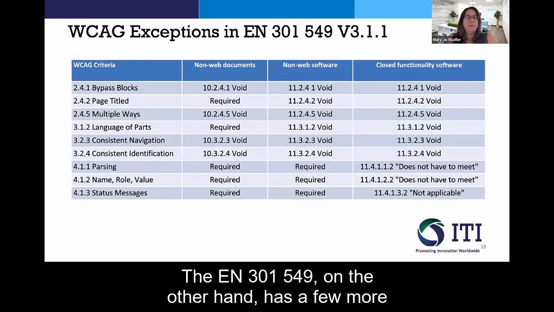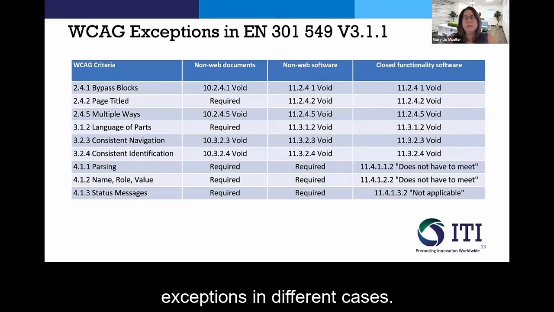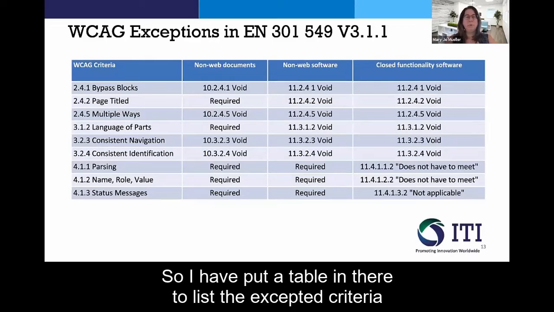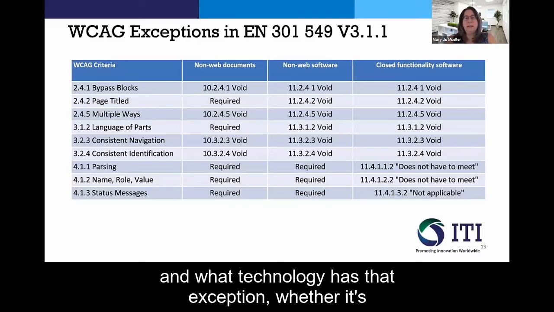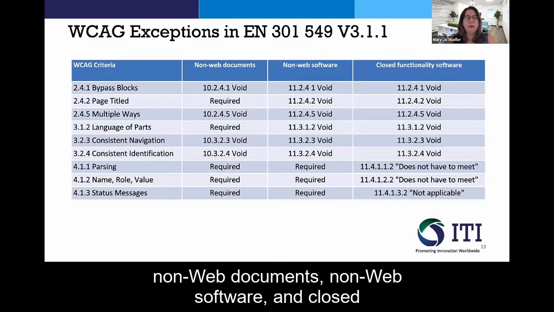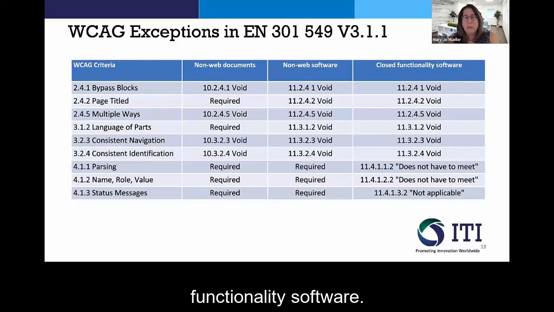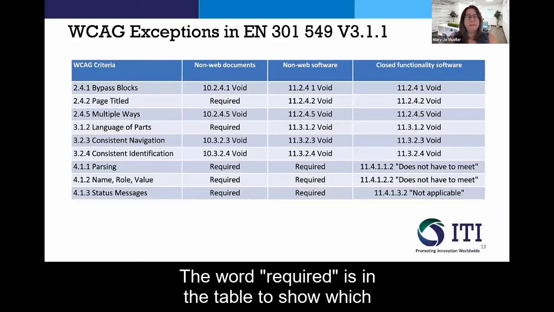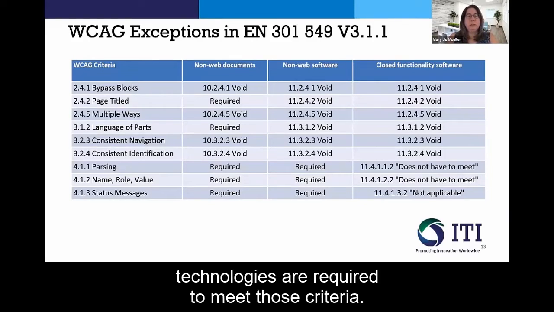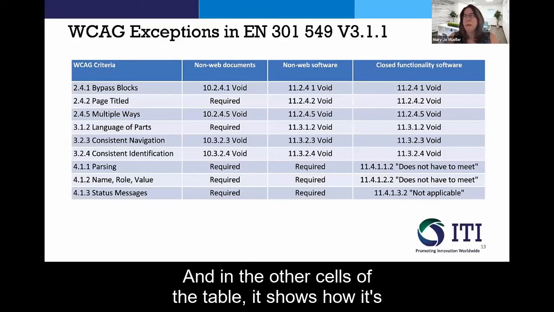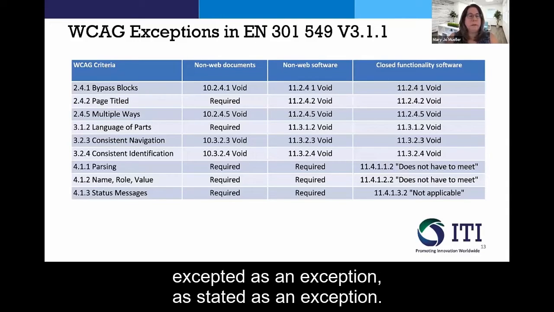The EN 301549, on the other hand, has a few more exceptions in different cases. So I have put a table in there to list the accepted criteria and what technology has that exception, whether it's non-web documents, non-web software, and closed functionality software. The word required is in the table to show which technologies are required to meet those criteria. And in the other cells of the table, it shows how it's accepted as an exception. It's stated as an exception.